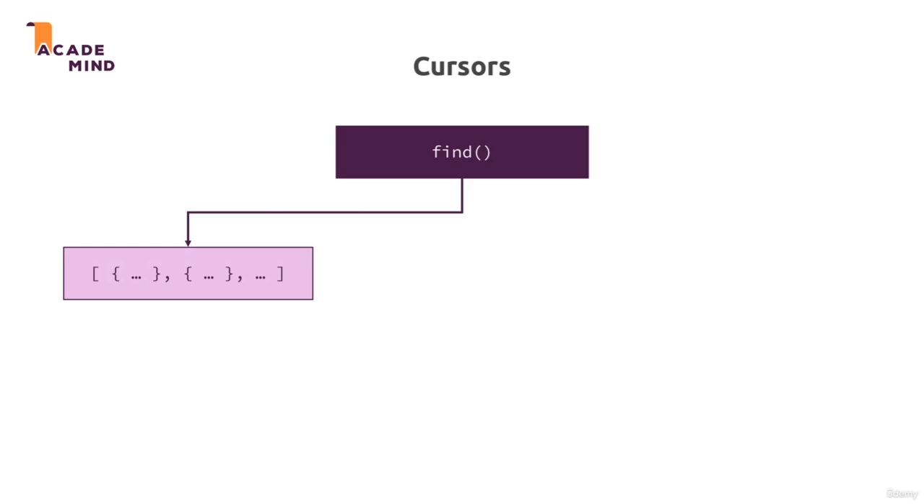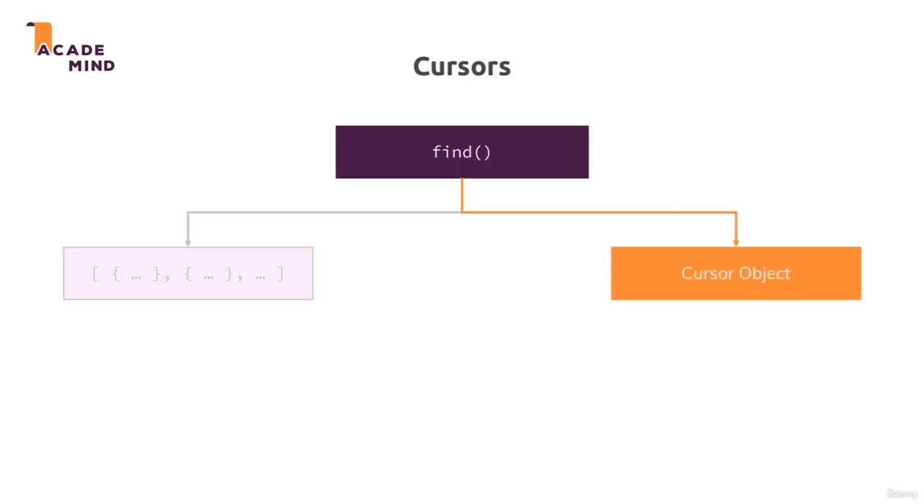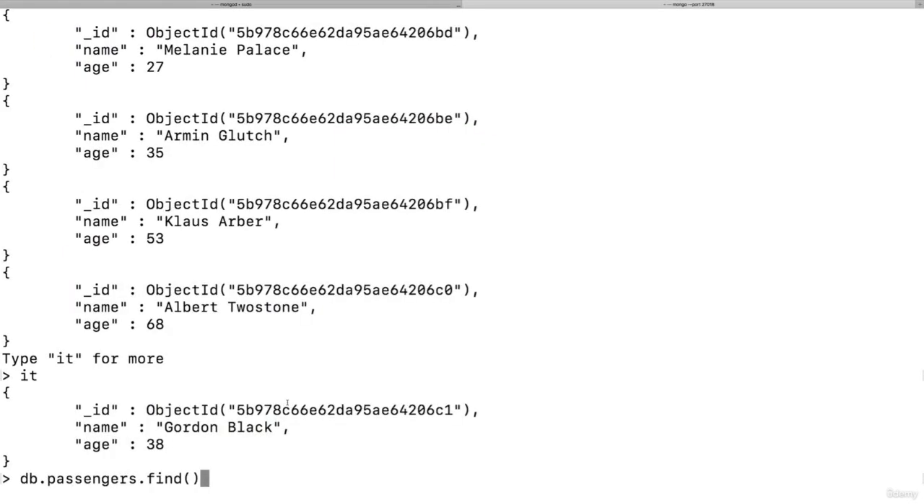If find would immediately send us back all documents, and you think about a collection with, let's say, 20 million documents, then this would take super long, but most importantly, it would send a lot of data over the wire. So instead, it gives us back a cursor object, which is an object with a lot of metadata behind it that allows us to cycle through the results. And that is what that IT command did. It basically used that cursor to fetch the next bunch of data. So find here really just gives us back that cursor.